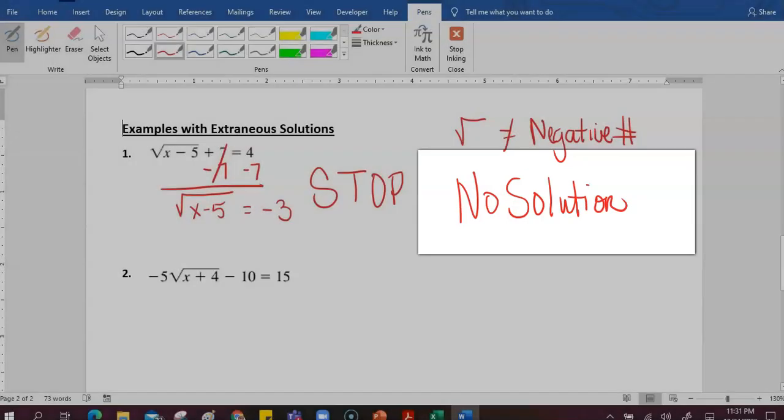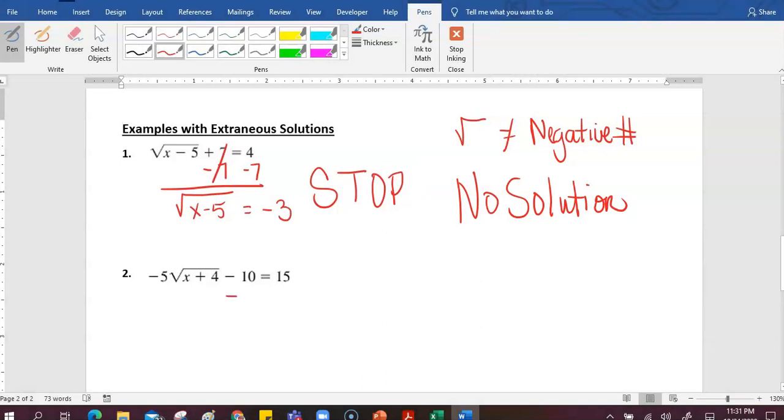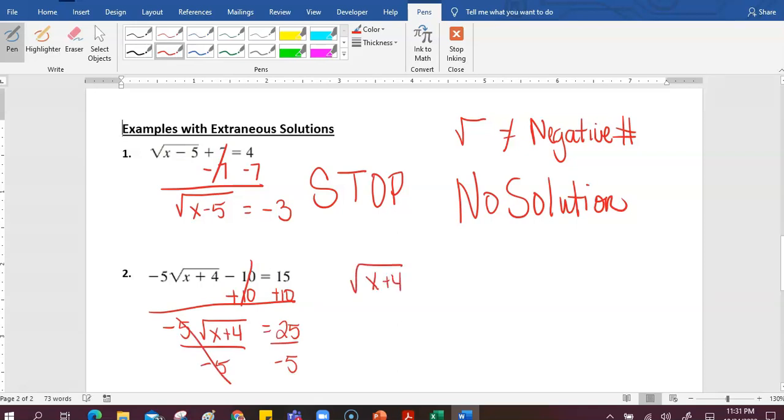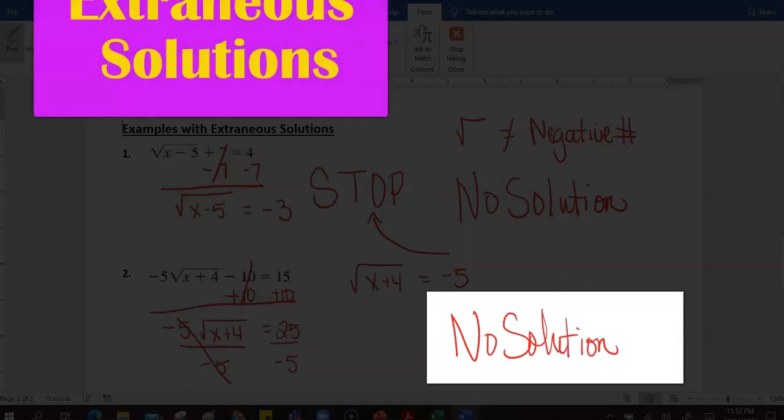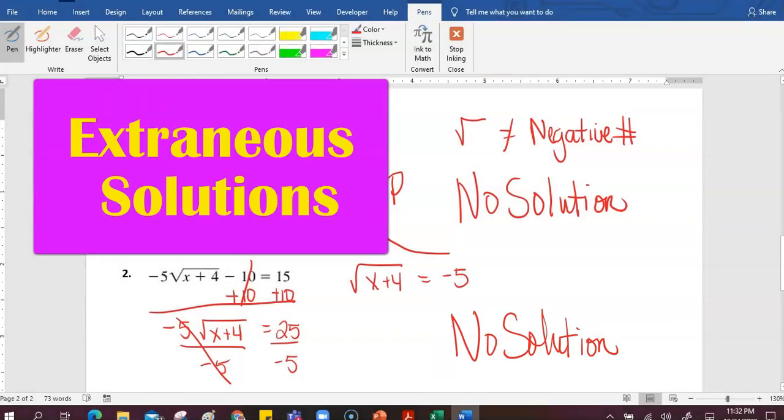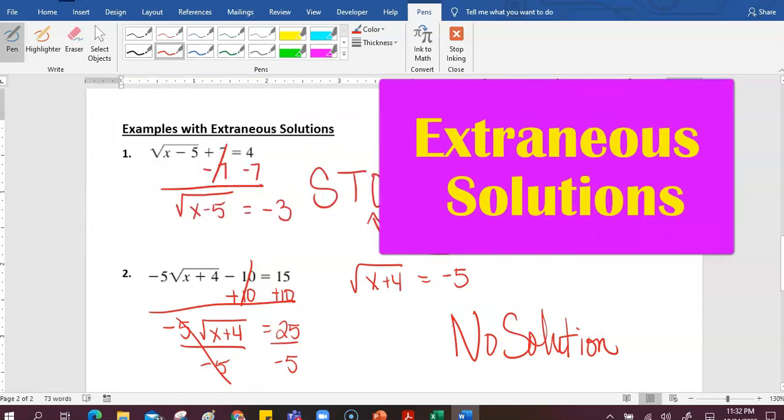Okay, let's look at number 2. I need to isolate my radical. I'm left with radical x plus 4 is equal to negative 5. And here we have the same thing. We stop. Underneath a radical cannot be a negative number. So here again, we have no solution. So it is important to always check your answers and also look for extraneous answers that could be impossible. You cannot get a negative number from a radical.